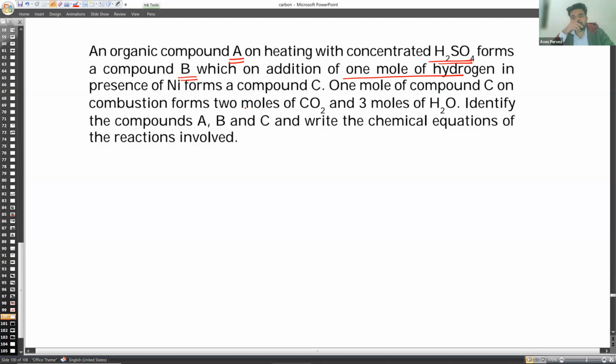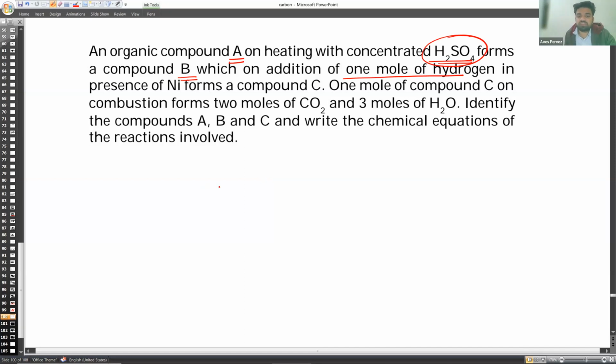Can you tell me what is A? What could be the A? Only concentrated H2SO4 is added. Nothing else is added. So concentrated H2SO4 is added in 2 cases.